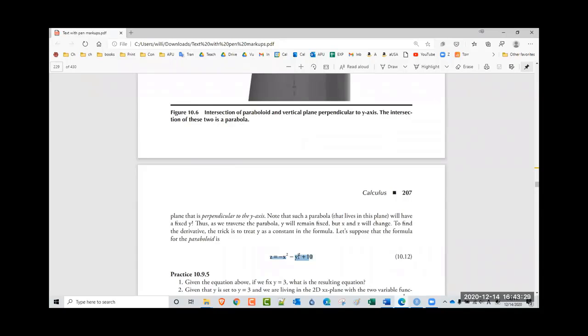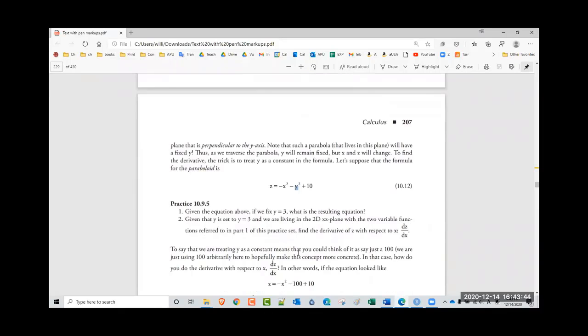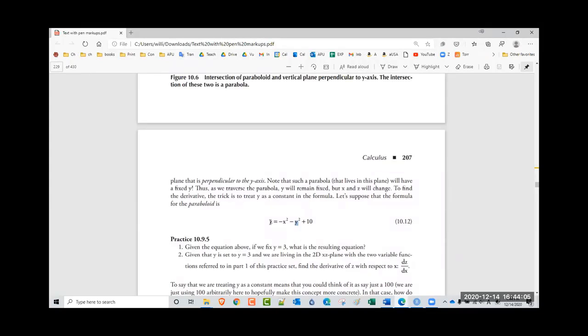So if we want all the points on the parabola, we just take this and do what? Set y equal to 3. So that's what I did. So what do you get for the equation of the parabola? Minus 3 squared plus 10 gives you what? Minus 3 squared is minus 9, plus 10 is plus 1. So the equation for the parabola is z equals minus x squared plus 1.